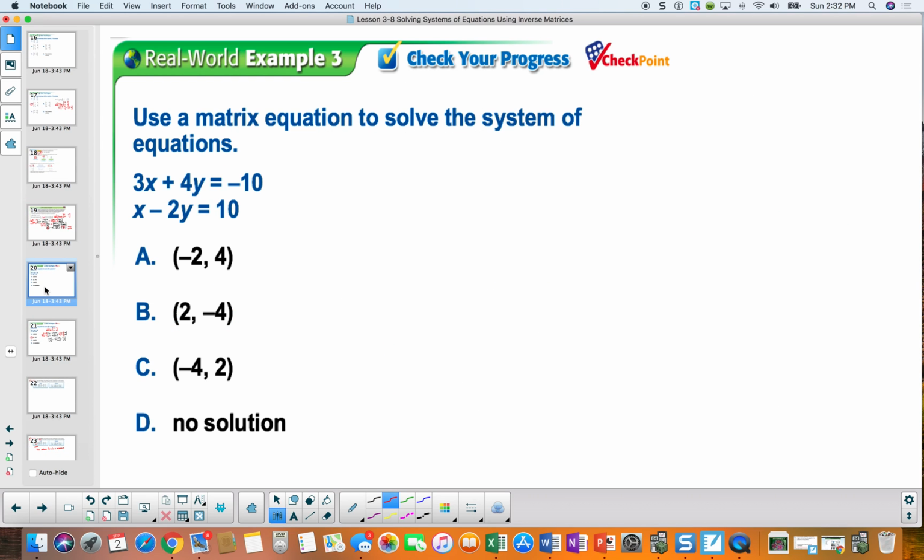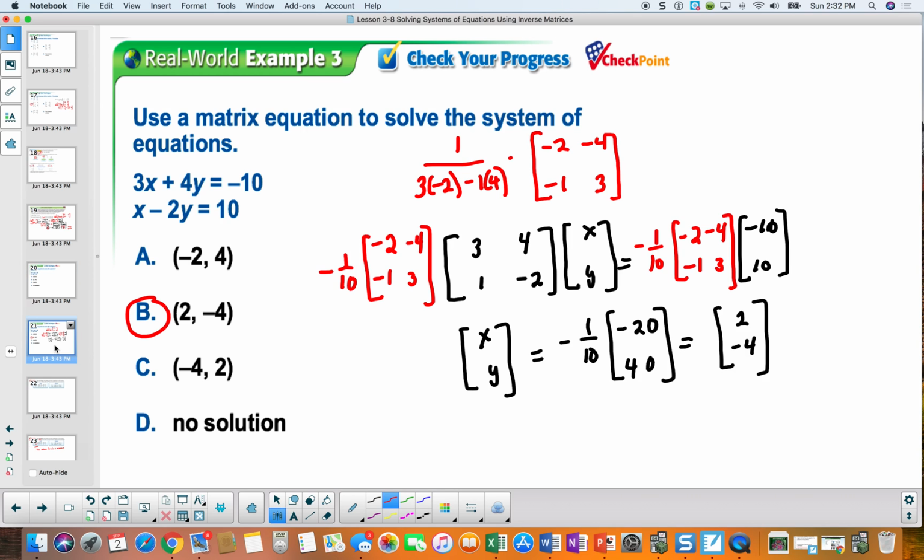All right, go ahead and pause and see what you can do. And here's the answer. Again, here are the coefficients right here. Here's x over y, and here's the answer. So I took this and I tried to find the inverse right here, and I went ahead and put it in the front and solved, and I got x equal to 2 and y equal to negative 4.